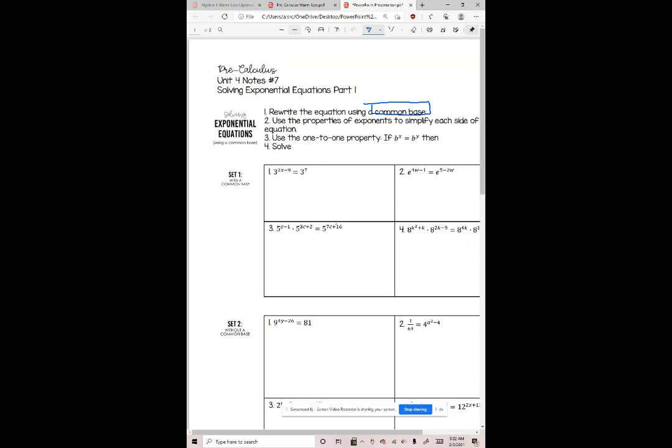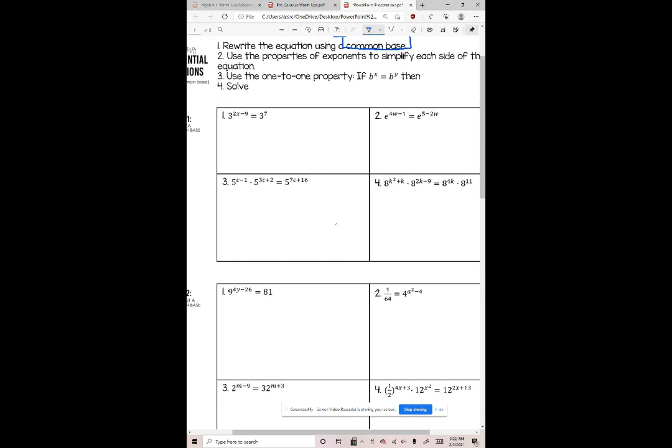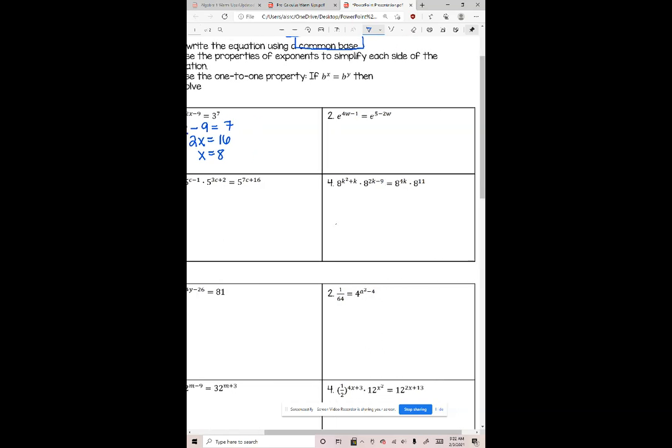So for example, in example 1 right here, you see that it already has the same base, 3 and 3. Since it has the same base, you set your exponents equal to each other. Okay, so you would add 9 to both sides, so 2x equals 16. So x equals 8. Same with number 2, same base, set your exponents equal to each other. So I'm going to add 2w, I'm going to add 1.